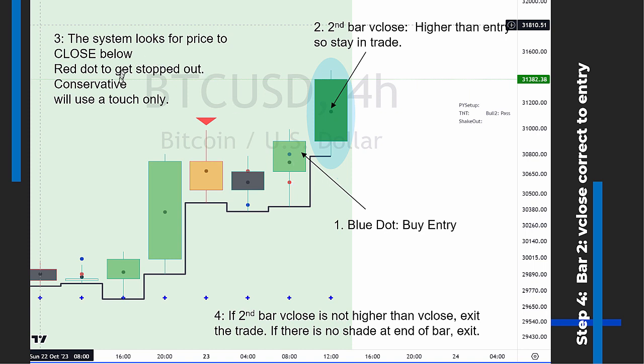Please read this information here. Some people use just a simple touching of the stop to exit. Some people wait to the end of the bar to see if it closed above or below that red dot. So this is your choice, but if you're a conservative trader, as soon as it hits the red dot, you're going to exit. In this example, it did not, so we don't have to worry about it, but I just want you to take note of this right now.